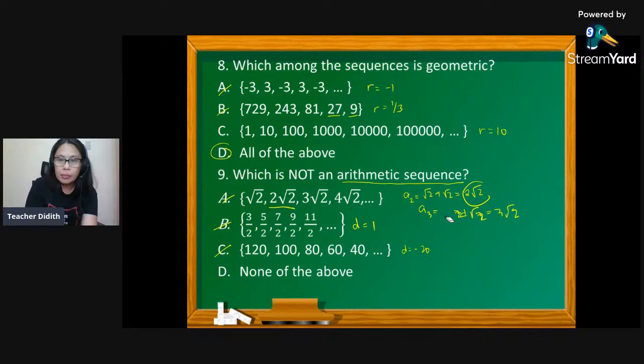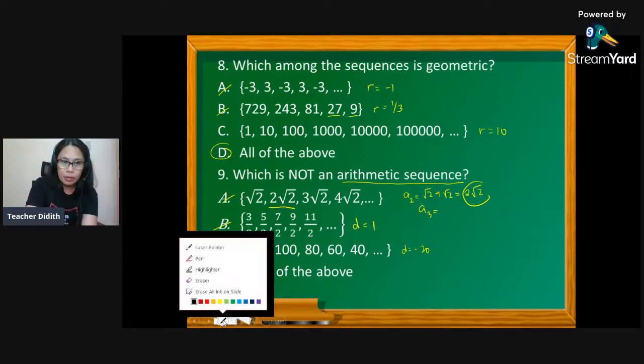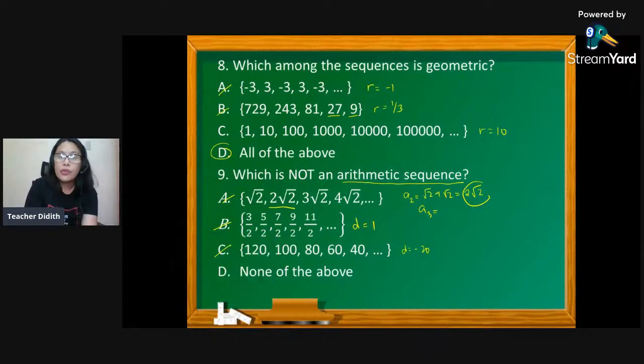For the third term, this is 2 square root of 2 plus square root of 2. Mga nanghuhula kayo ha, Cedric. Anyway, at least alam niyo yung correct answer, no? Yun yung importante. So this is 3 square root of 2, which is the third term. And so on. So this is also an arithmetic sequence.